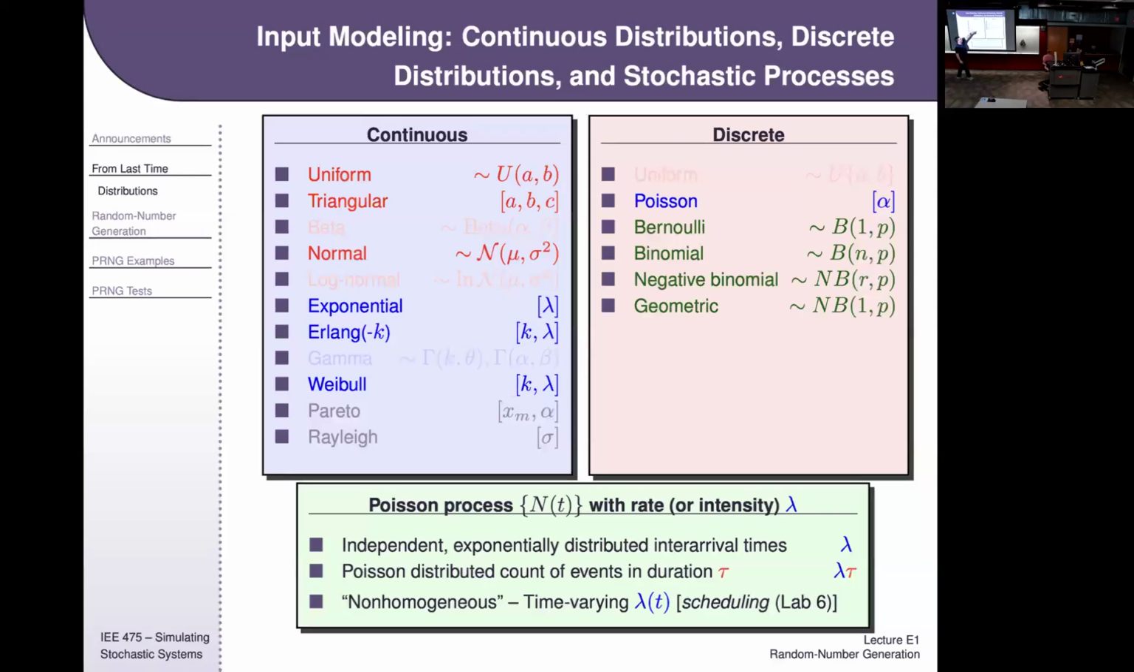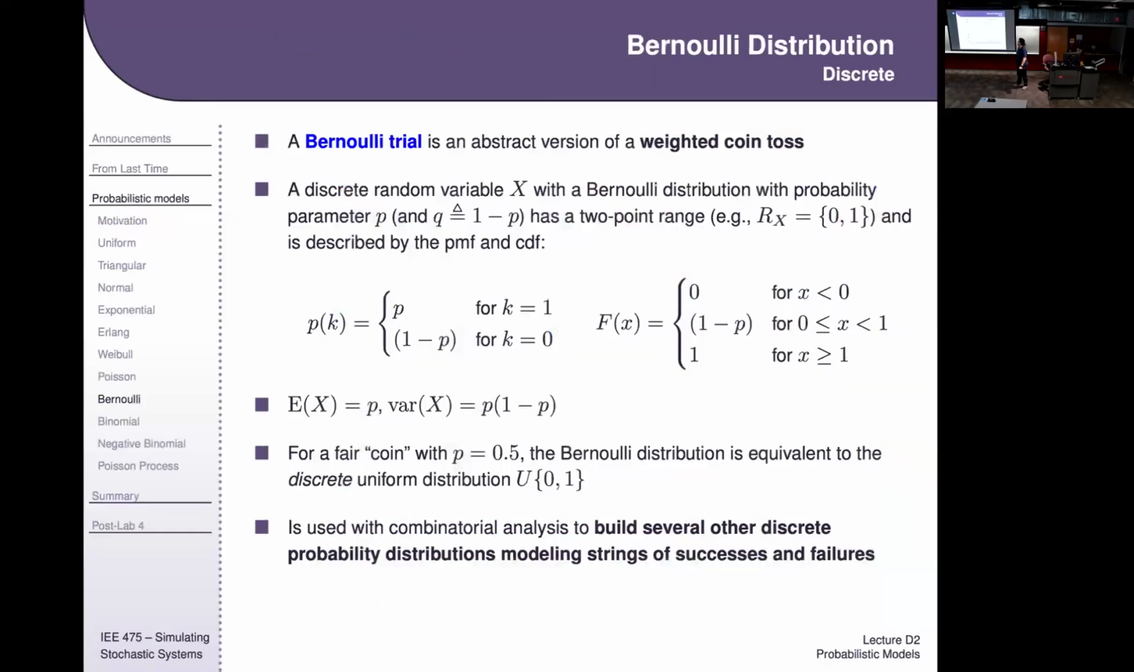And then we went through the blue ones, which were all continuous and discrete, based on the exponential; they're either built from an exponential or perturbations off of an exponential. So Erlang-k, that's the sum of exponentials. Weibull is a stretchy exponential. And Poisson is the count of events that are exponentially spaced in time. And so I just want to cover these green ones and then mention the Poisson process before we go into random number generation. So this is where we left off last time.